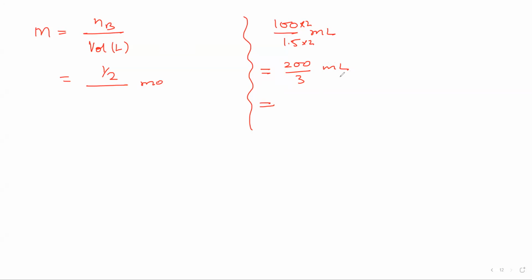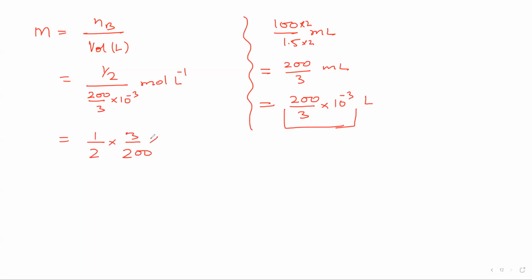Now I will convert this milliliters into liters. So 200 divided by 3 into what is milli? Milli is 10 to the power minus 3, and you will have liters. Correct? Any problem till now? Now you will get this thing in the denominator. Moles per liter. Now you will get 1 by 2 into 3 by 200 into 10 to the power 3.